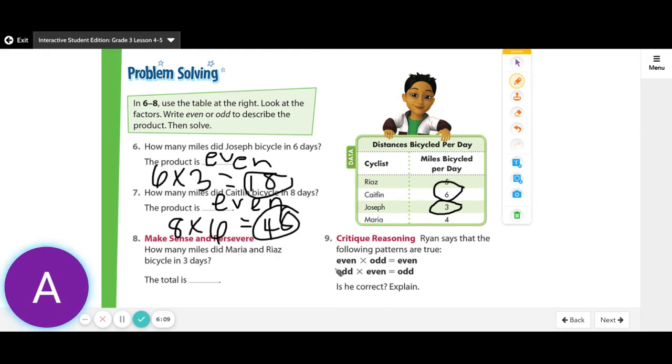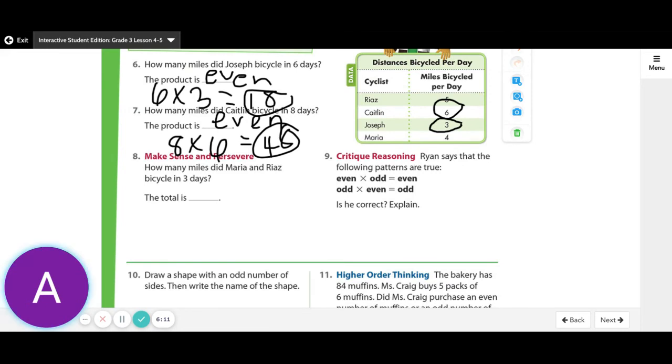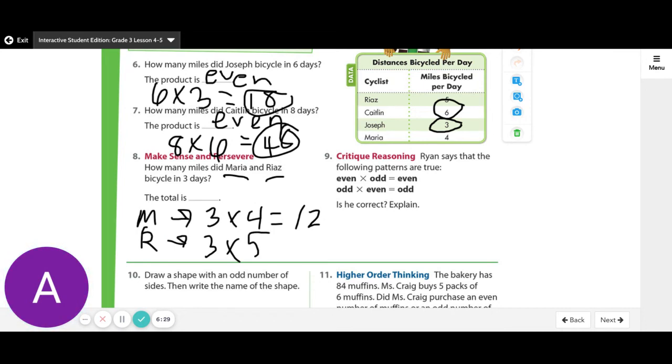How many miles did Maria and Riaz bike in 3 days? So Maria, we do 3 times, and then look at our chart. Maria has 4. Would give us 12. Riaz for 3 days would be 5. Would give us 15. So we would want to add 12 plus 15. Pause the video to do that. So 12 plus 15 would be 27. It would give us an odd.